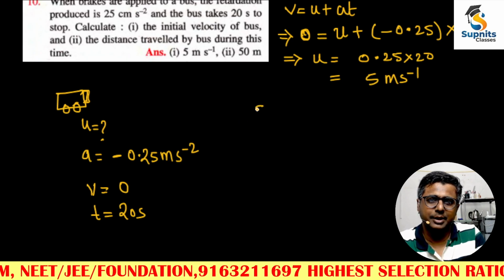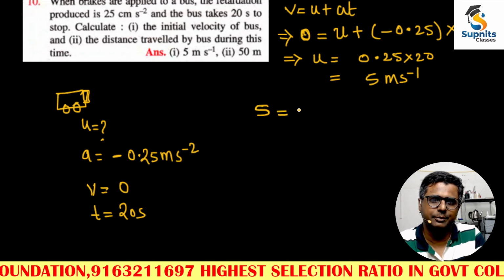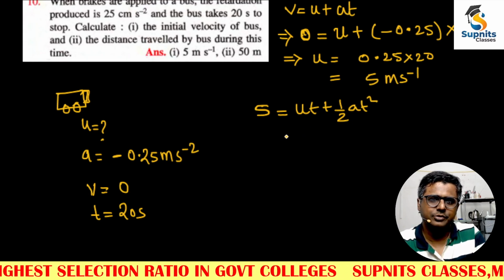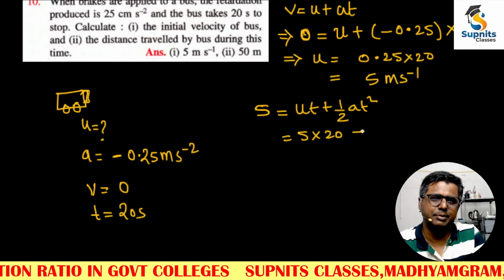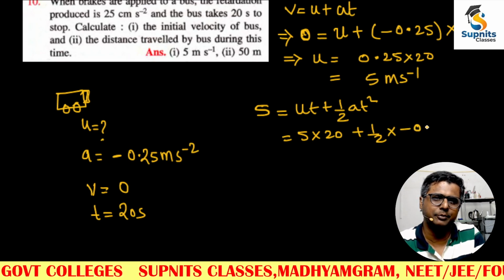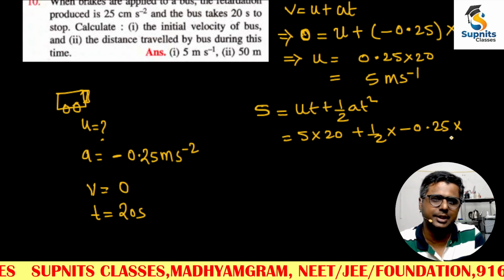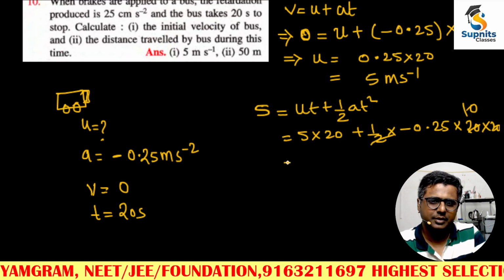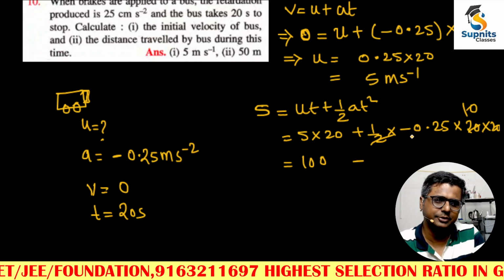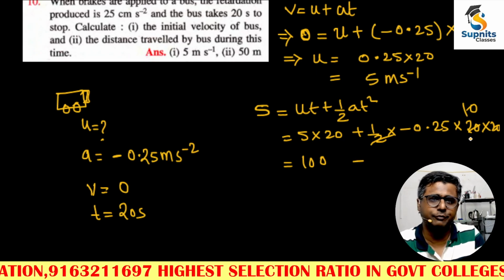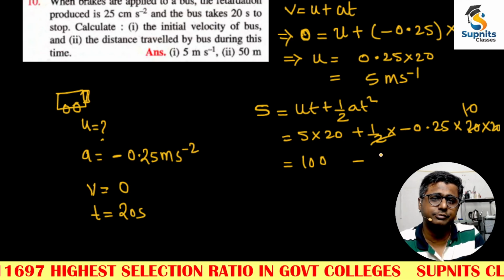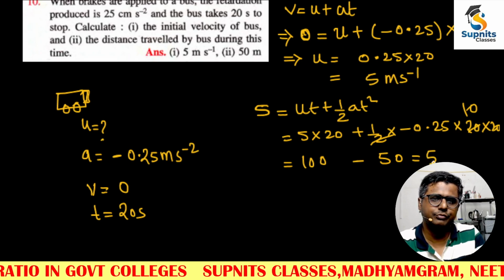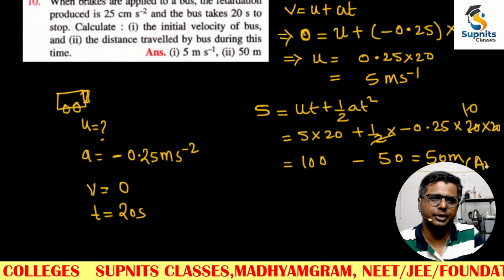Okay, distance traveled by bus. What is the distance? How am I going to find out the distance? Ut plus half AT square. So what is U? 5. What is time? 20, plus half into minus 0.25 into T square. What is T? Again 20 squared. So 20 into 20, half of that is 200. Here it is 100 minus, due to this minus, 0.25 into 10 is 2.5 into 20. 2.5 into 20 is 50. So here it will be 50 meter, and that will be our answer.